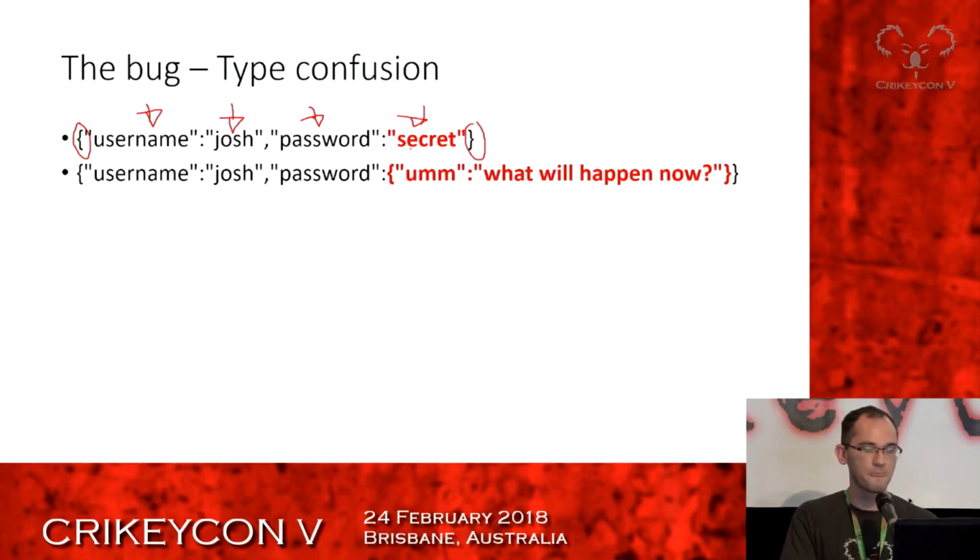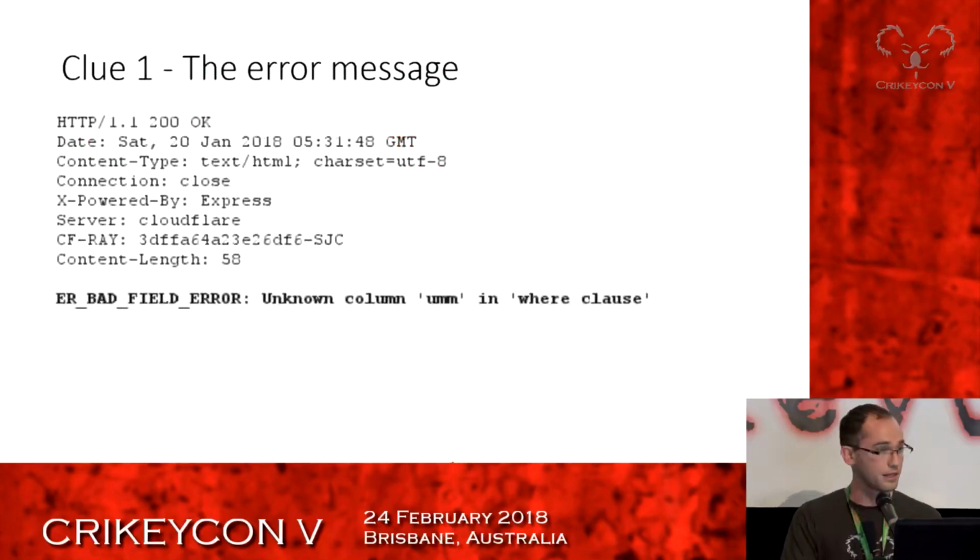It's a string type. And when you're doing a web app pen test, you're just trying to break the application in unexpected ways. So you might be like, well, what happens if we send it another JSON object where it's expecting a string? What's going to happen? So you just send it, and then you get your first clue. You get an error message. It says unknown column in where clause.